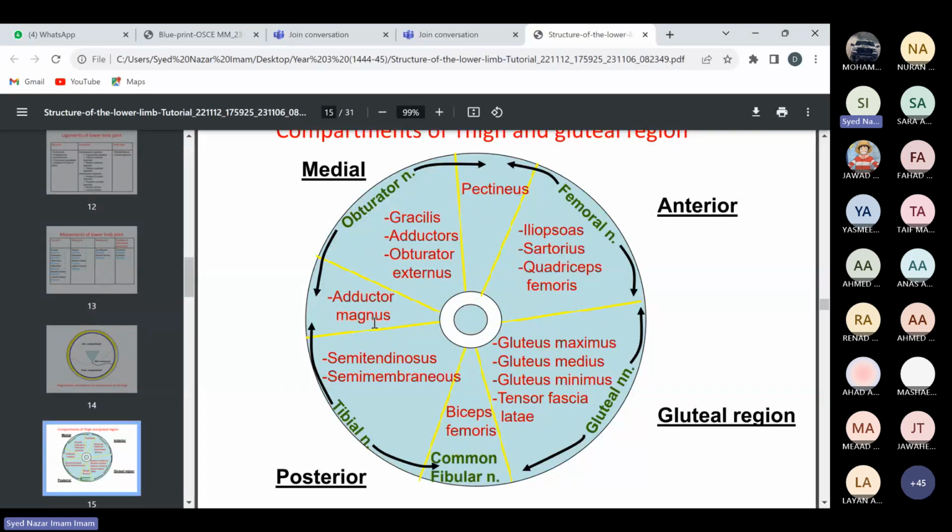Now similarly, adductor magnus is a muscle of the medial compartment, but some part of it goes to the posterior compartment. So adductor magnus has two parts. One is the adductor part that is in the medial compartment, and one is the hamstring part, which is in the posterior compartment. The hamstring part of the adductor magnus again takes origin from the ischial tuberosity. So it has two parts.